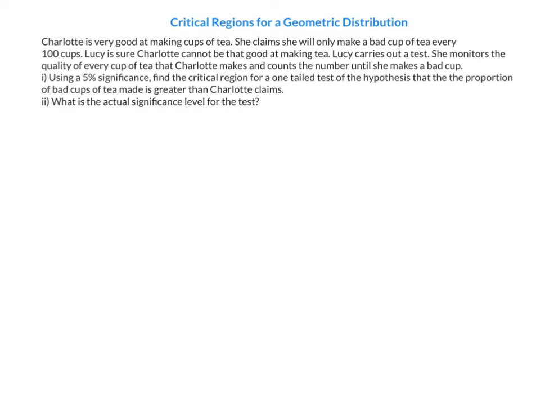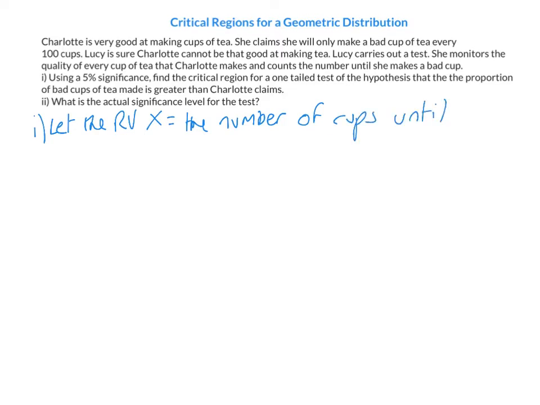Let's have a little look at how we might answer this. So we're going to first define the variable. Let the random variable x equal the number of cups until Charlotte makes a bad cup.